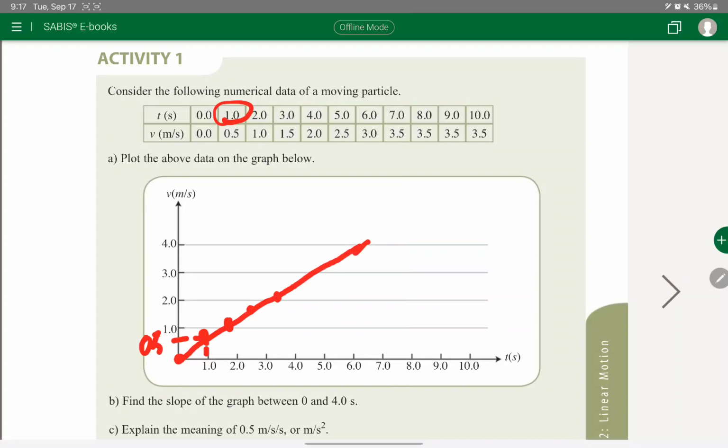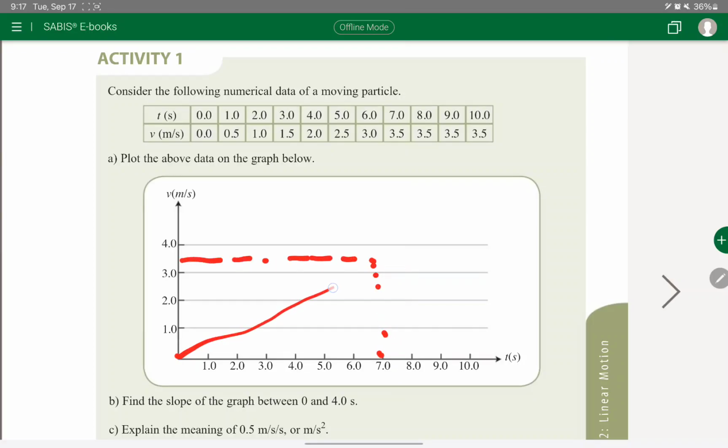Let me take a look over here. At 7, it was 3.5. So you're going to have this graph over here. Take a look. The value of velocity from time 0 to 7 is increasing. After that, at time equal to 8, 9, all of them have the same value, 3.5. So it's going to be a horizontal line.